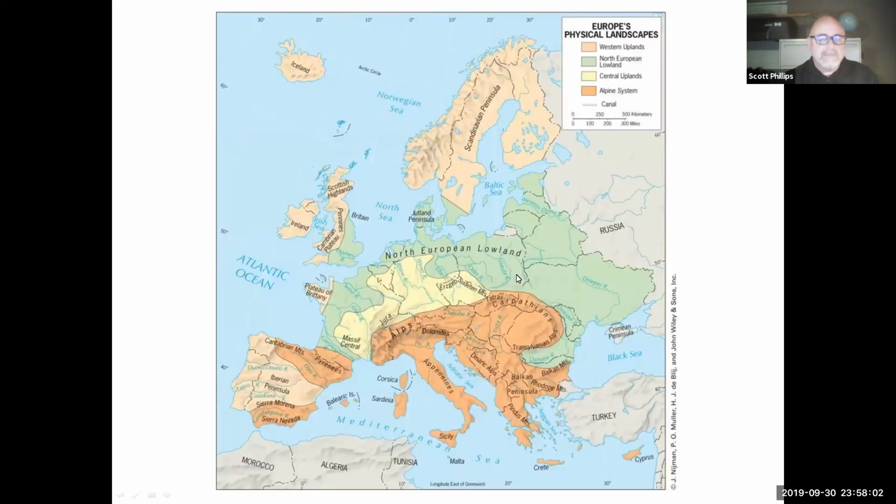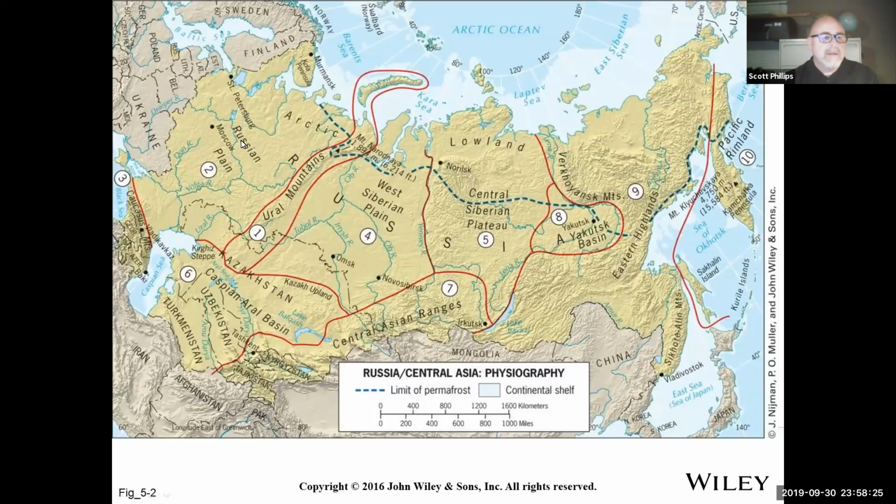Okay, just a geographic overview. This is showing the physical landscapes of Europe, and there was a feature we talked about called the North European lowland, often also called the European plain. And that extends from the United Kingdom and well beyond Europe into Russia. So when we look at a map of the physical regions of Russia here, this Russian plain is actually an extension of that European plain, or North European lowland, as our book calls it. That extends well into Russia.